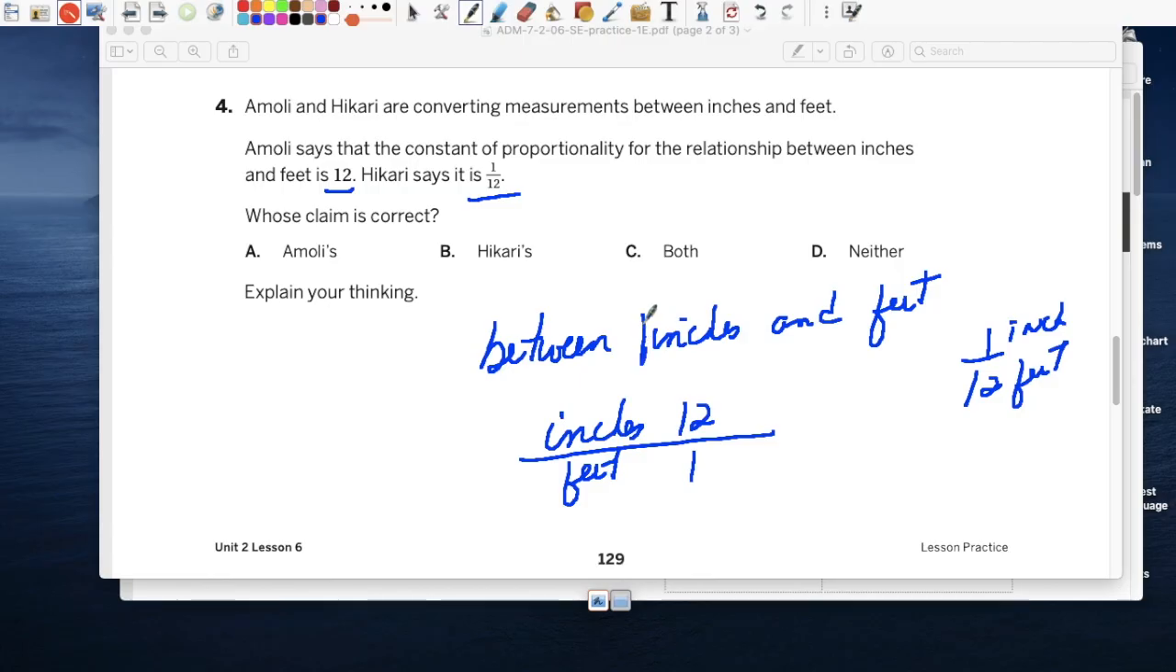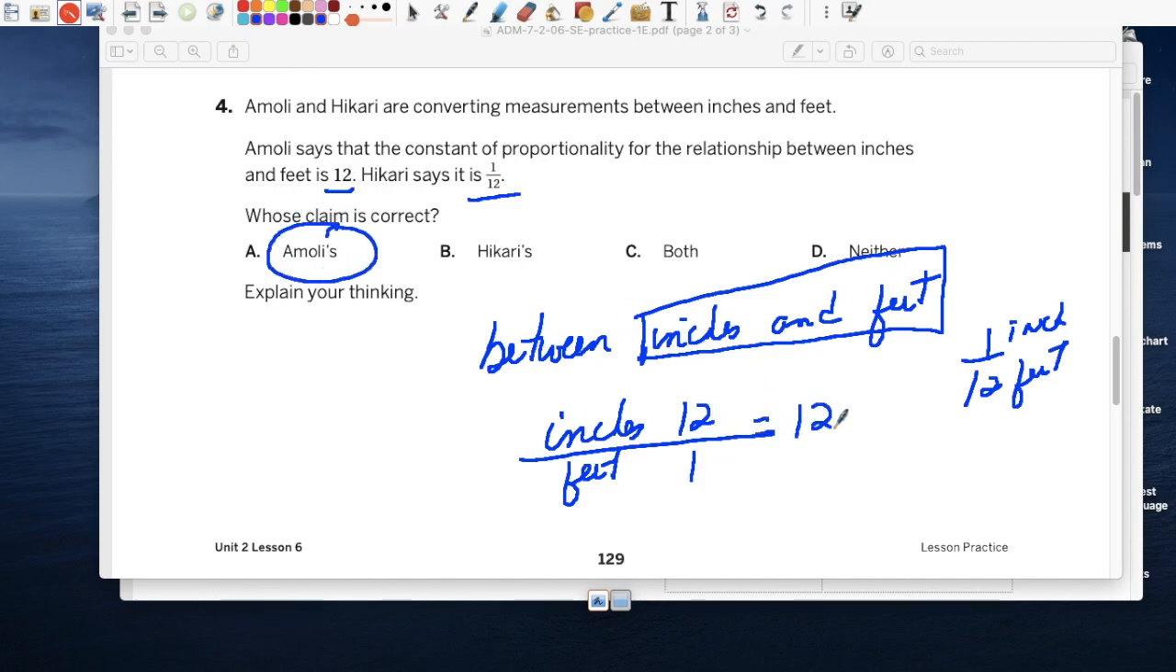The order in which they want us to write is inches to feet. So the only one that's correct in this case is, what is this guy's name? Amoli. Because 12 over 1 actually simplifies to just 12. Yeah?